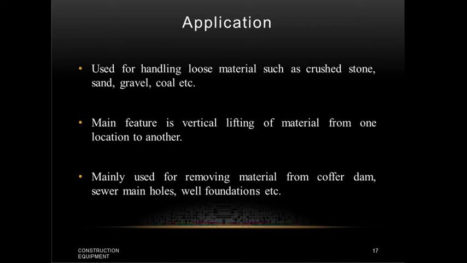Then what is the application of clamshell? Clamshells are commonly used for handling loose material such as crushed stone, sand, gravel, and coal. Next, the main feature of a clamshell is the vertical lifting of material from one location to another. Clamshells are also mainly used for removing material from cofferdams, sewer manholes, and well foundations. So these are some of the applications of clamshell, and now how to operate the clamshell.